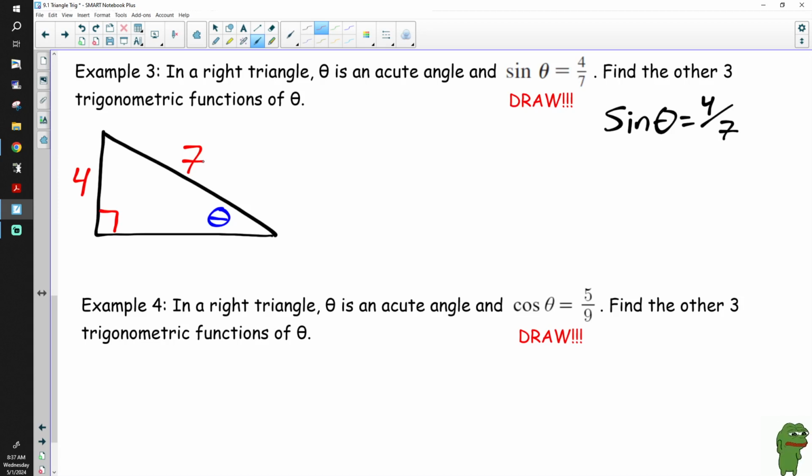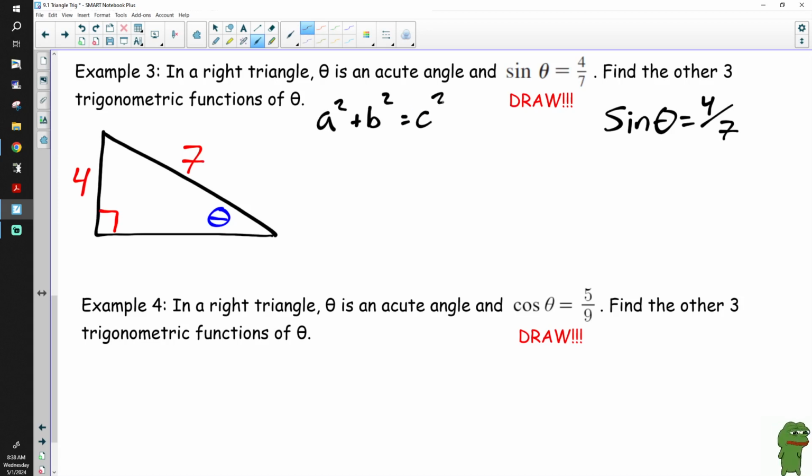Sadly, we can't set up any more of our trig functions. And our goal is to set all three up. We already have sine. We still need to do cosine and tangent. But can I do cosine and tangent without my last side? No, that's my adjacent side. And how are we going to find our missing side? Pythagorean theorem. A squared plus b squared equals c squared.